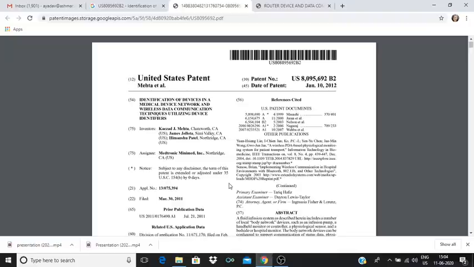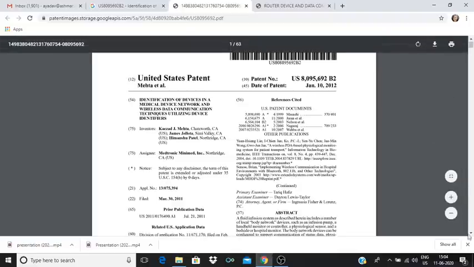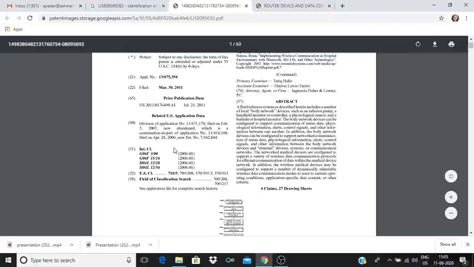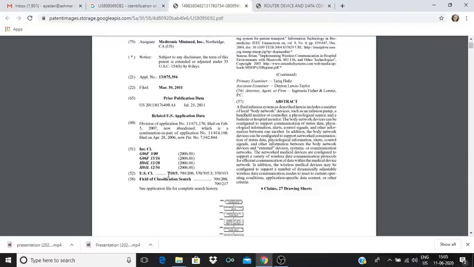The prior publication data is also given. Related US application data is given. These are the international classifications. This is a US classification. International is valid to all patents worldwide. US classification is restricted to the US examiners. They have their own classifications that they use to define the patents of different domains. The primary examiner is Tariq Hafiz. The assistant examiner is Dayton J. Taylor. And the attorney, agent or firm is Ingrassa Fisher.